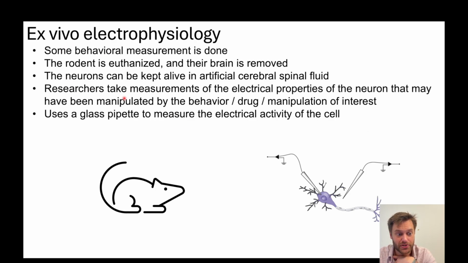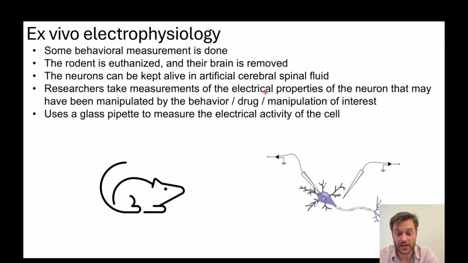So let's see what my bullet points are. Some behavioral measurement is done. Maybe you do some kind of contextual fear conditioning where you scare the animal, or maybe you do some kind of operant self-administration where the animal is giving itself cocaine or whatever. The rodent is euthanized and their brain is removed, right? You kill the rat and you take the brain out.